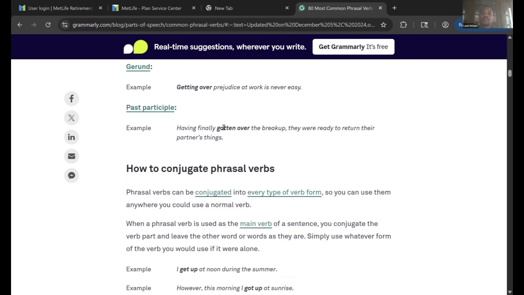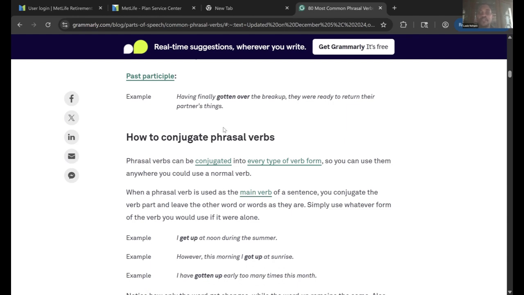To get over something, get over prejudices. Getting over prejudice at work is never easy. Donc, dépasser les préjudices au travail, c'est pas facile, quelque chose comme ça. Example: having finally gotten over the breakup, they were ready to return to their partner's things.